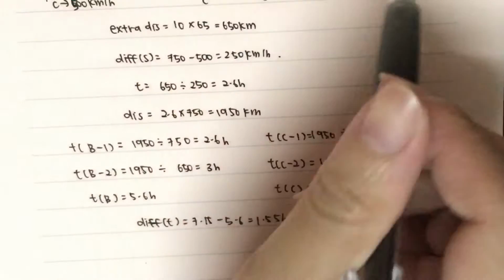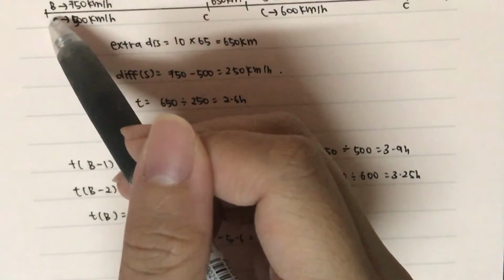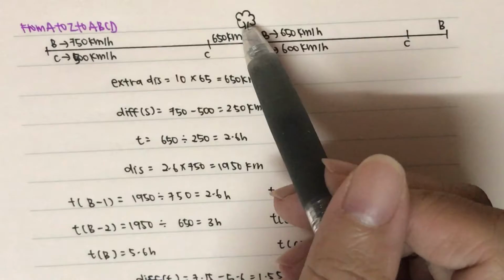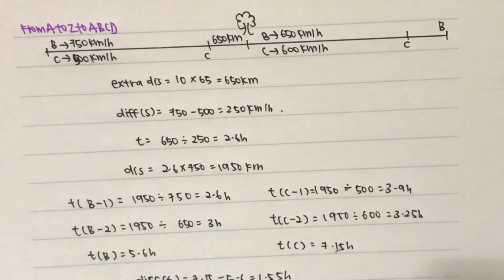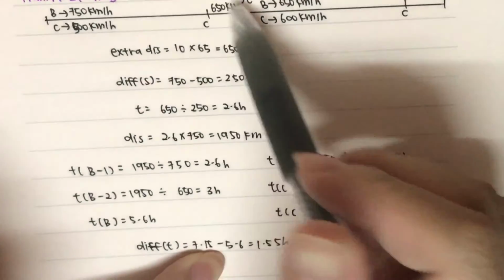Because it's a loop marathon, the distance from the starting point to the tree is the same distance as from the tree to the ending point. Because they go in this way, for example, from here to here and back here.